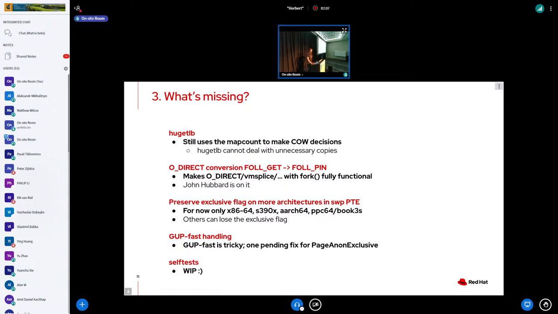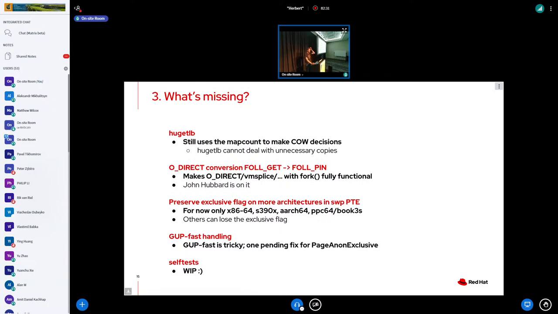O_DIRECT still uses the wrong interface for pinning and unpinning pages. It uses get and not pin, but John Hubbard is working on that actively. And the nice thing, once we have that in place, is that we can remove from our man pages the notion that O_DIRECT and fork should not be used, because from that point on, it should be fully functional, just how it's supposed to be.